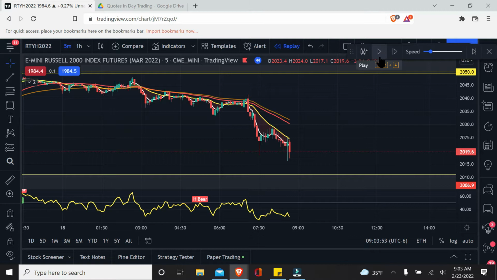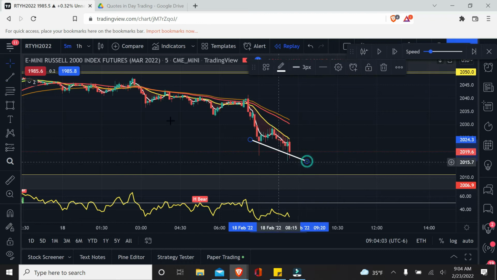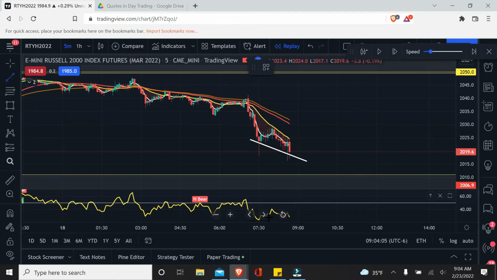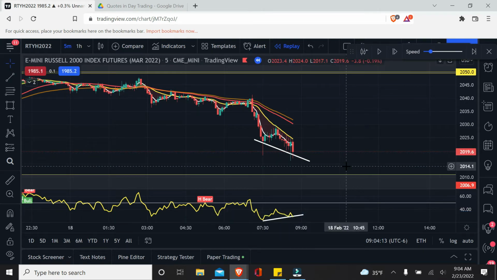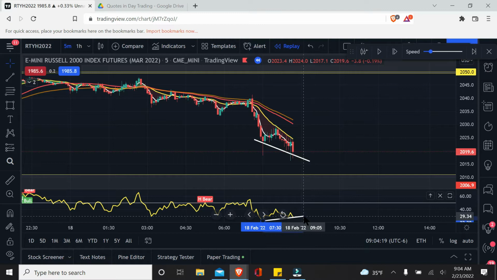All right. So we see here that there may be a divergence forming. This, of course, hasn't marked up yet on the divergence indicator, but we go here and we go here. And this looks like it may end up being a bullish divergence, but we're going to wait and see. We're not going to trade off this divergence alone. All right, so here we go.